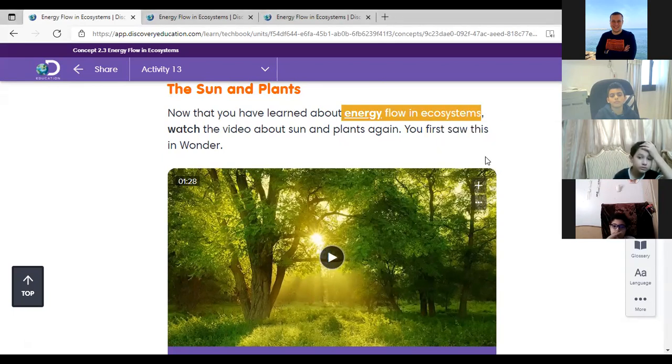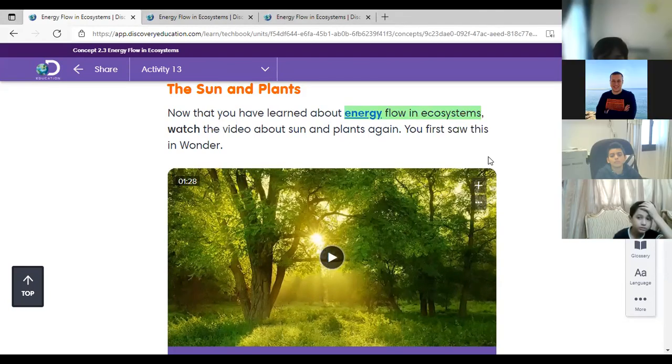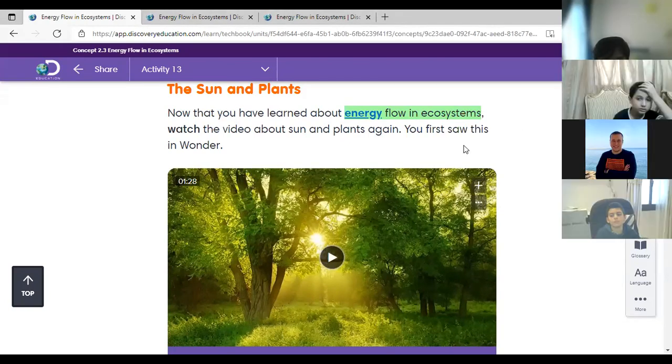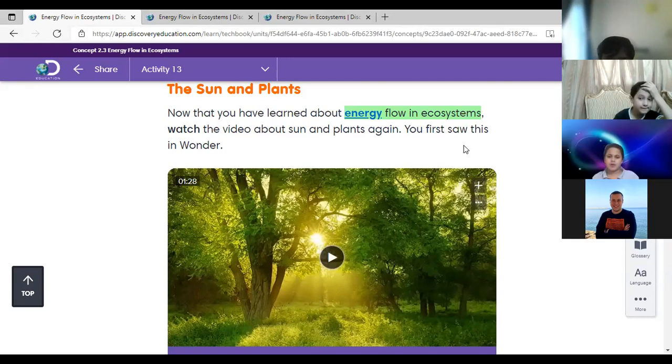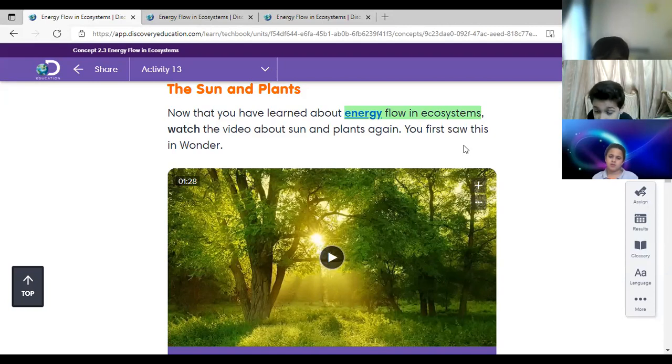How the energy flows in ecosystems. Can anyone tell? Yes, Mu'taz? Mu'taz, I can't hear you. Mu'taz? Okay, Jasser? Yes.